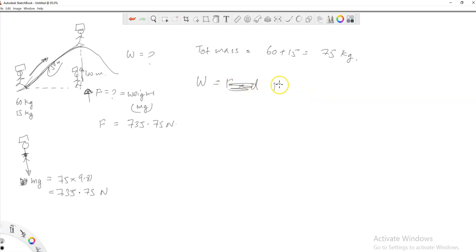So let me rewrite this: f d cosine theta. So force is 735.75, distance this way going 100 meters, cosine theta. The force and the displacement are parallel, they are in the same direction, so cos theta becomes 1, right? Theta is 0, cosine theta equals 1. So we have 7357.5 Newton meters or joules. This is the amount of work the person has to do.